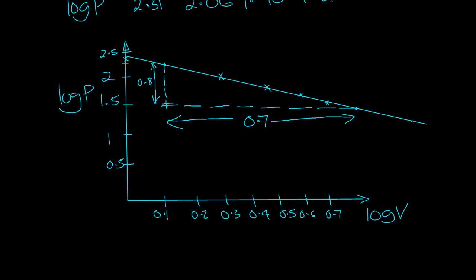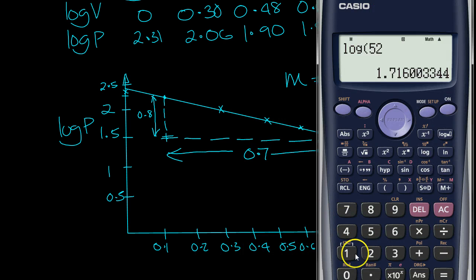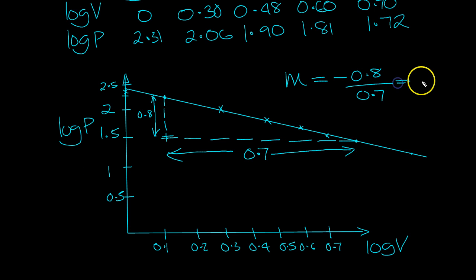So here we can read off the gradient. m is the increase in y, which is minus 0.8, so it's going down, over the increase in x, which goes across 0.7. So 0.8 divided by 0.7, 1.14, so it's minus 1.14.